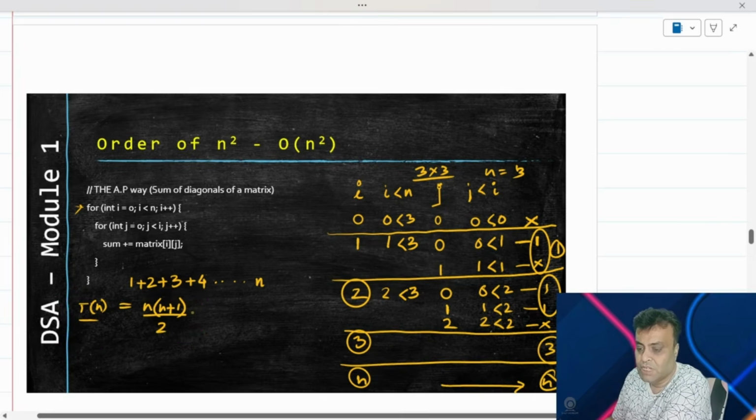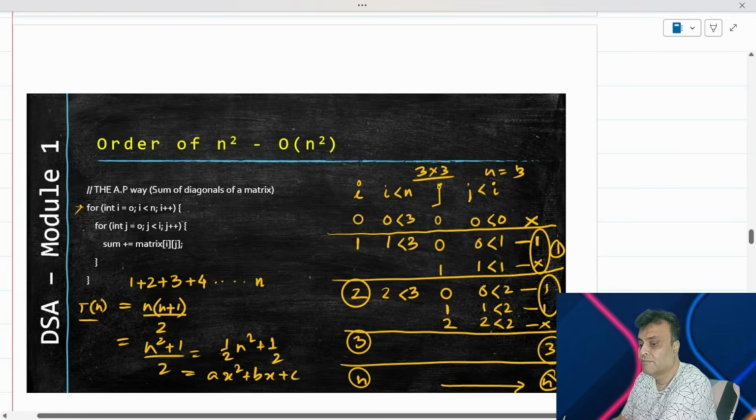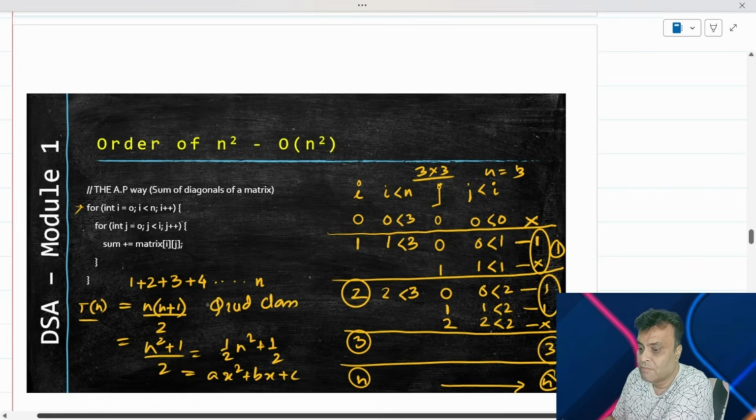If my formula for Tn is this, then what does this translate to? Can I say that this is (n square plus n) by 2, which can be represented as half n square plus half n? Can I not say that this is equal to ax square plus bx plus c? I can say that. So what class of polynomial does this fall under again? This falls under the quadratic class of polynomial.